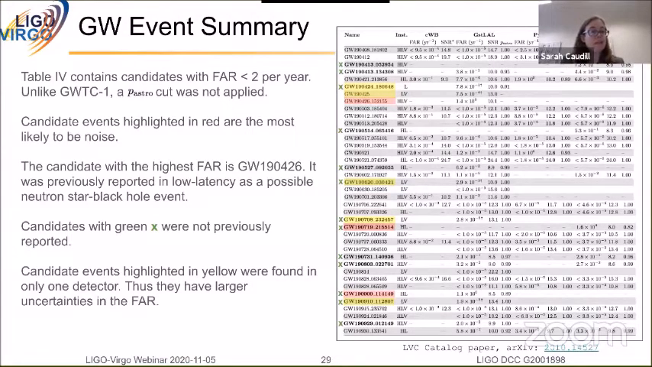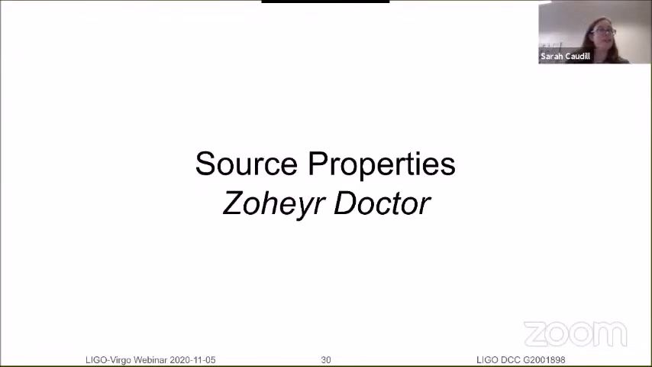The candidates marked with a green X are the 13 previously unreported events that were identified only in the offline reanalysis. And again, as I mentioned, having recovered candidates in single detector time is new for this catalog. So these are the candidates highlighted in yellow. Allowing for single detector candidates allows us to report on additional astrophysically interesting candidates, but it does remove the powerful check on coincident background. So there are larger uncertainties associated with the false alarms for these candidates. So again, treat these cautiously. Okay, so I will now turn it over to Zohair to talk to you about the details of these candidates.